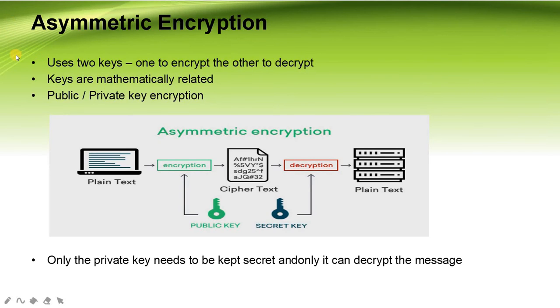So asymmetric encryption uses two keys, one to encrypt, the other to decrypt. The keys are mathematically related. Public-private key encryption. Asymmetric algorithms comprise a type of cryptography more commonly known as public key cryptography. Asymmetric cryptography is in many ways completely different from symmetric cryptography. While both are used to keep data from being seen by unauthorized users, asymmetric cryptography uses two keys instead of one.